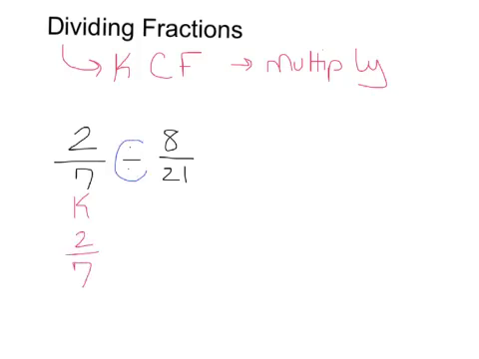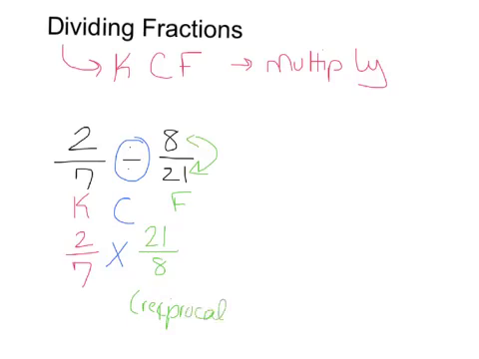You're going to take the division, change it to multiplication, and then you're going to flip the last fraction. So the 8/21 becomes 21 over 8. This is what's called taking the reciprocal. So anytime you see reciprocal, it basically means flip. And then you're going to multiply.